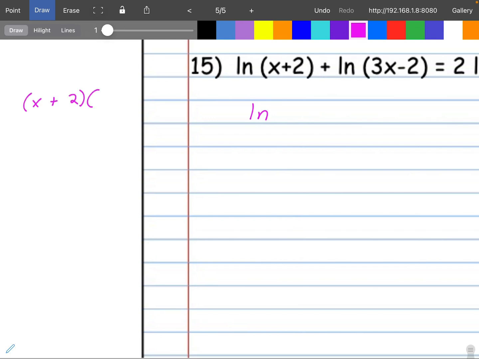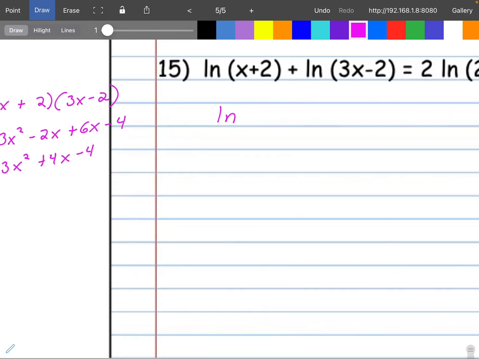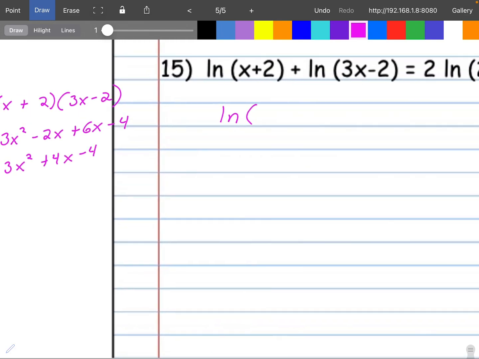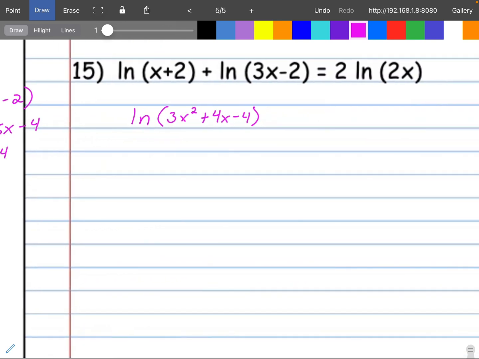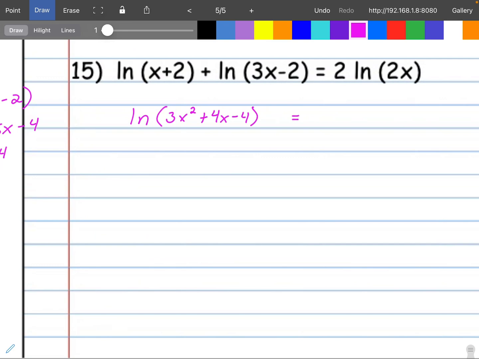So if we have x + 2 times 3x - 2, or you can use the box method if you prefer. So we're going to get 3x² - 2x + 6x - 4. So that would be 3x² + 4x - 4. Okay, so our condensed log then is the natural log of that product, 3x² + 4x - 4.